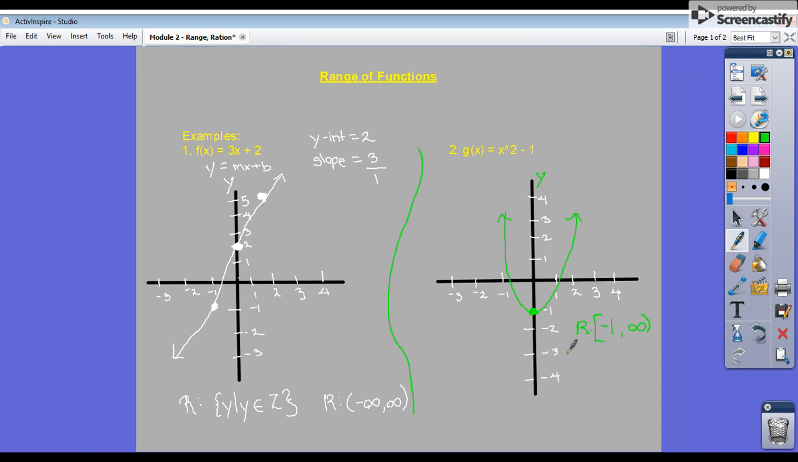And if I want to write it in set notation, again, start off y such that y, and the values here are negative 1 and greater. So y such that y is greater than or equal to negative 1.